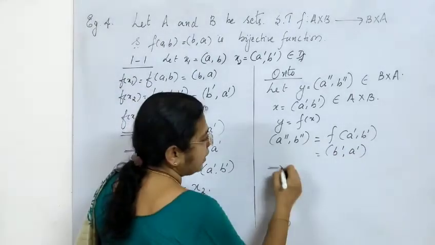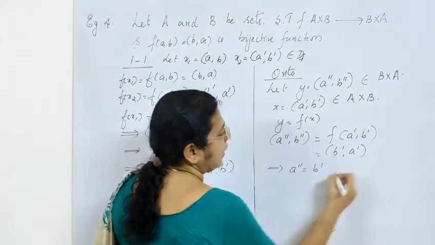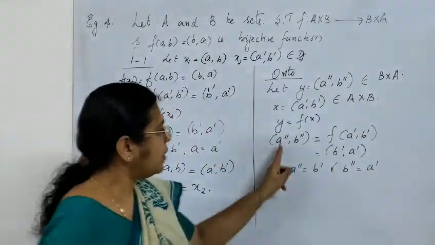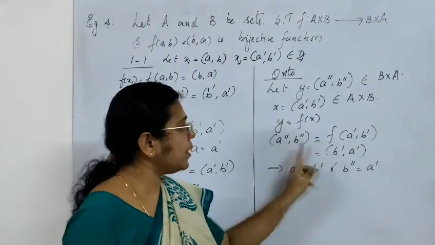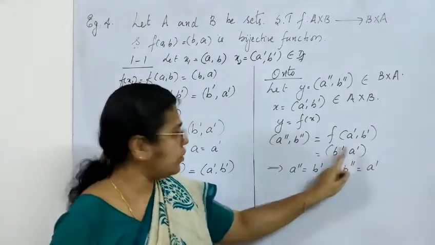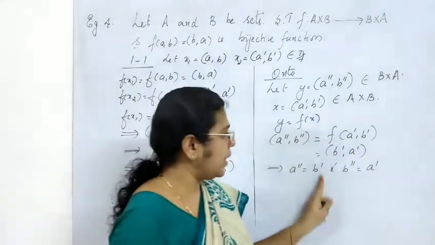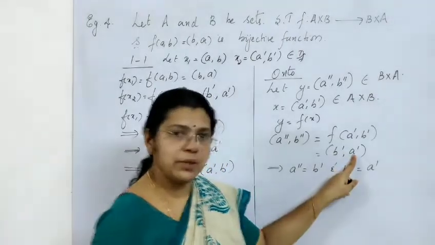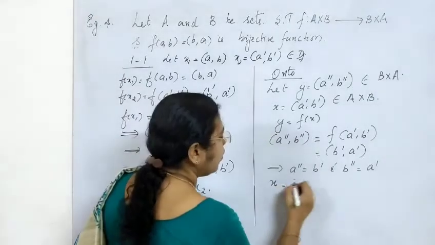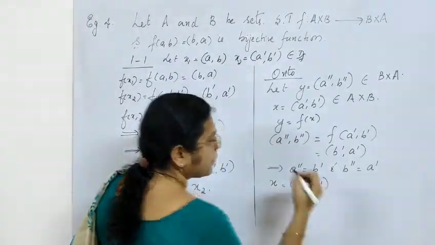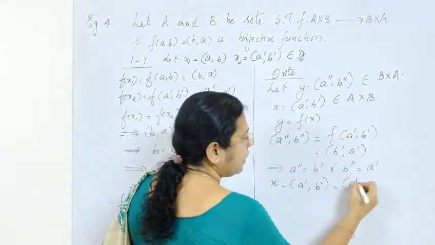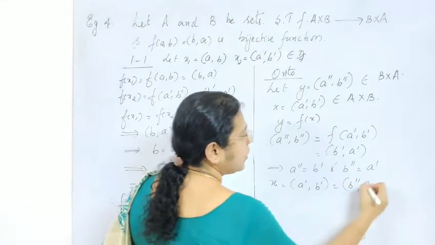Now, this implies a'' is equal to b' and b'' is equal to a'. Am I clear? These are two ordered pairs. Two ordered pairs are equal means corresponding elements are equal. First elements are equal as well as second elements are also equal. So, a'' is equal to b' and b'' is equal to a'. Now, what is x? x is equal to (a', b'), which is equal to what is a'? b'', and what is b'? a''.